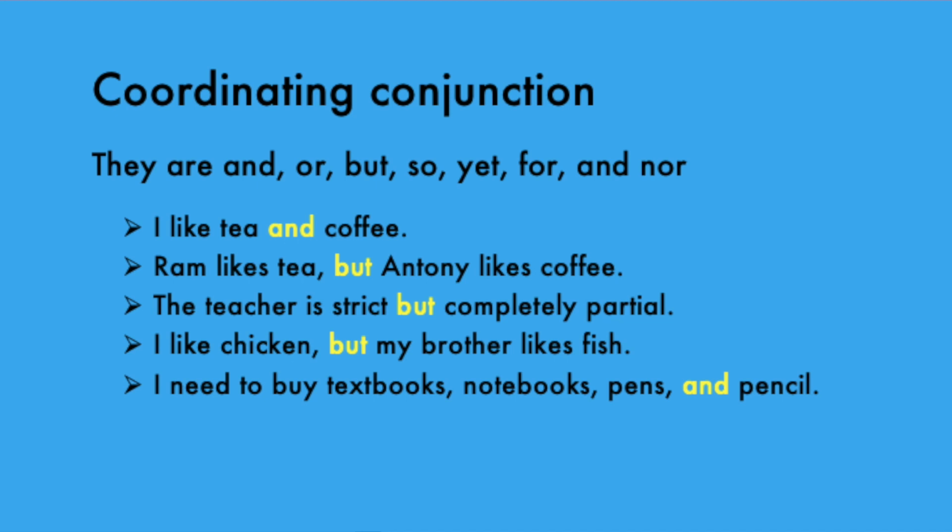The conjunction but is used to join contrasting ideas. Examples are: the teacher is strict but completely impartial. I like chicken but my brother likes fish. Here the conjunction but is used to join contrasting ideas. If we have a list of items, put a comma after each item and finally before the conjunction. For example, I need to buy textbooks, notebooks, pens, and pencils. Before the last item we use and, and before that we put a comma. In this sentence, I like tea and coffee, no comma, because we connect only 2 items.